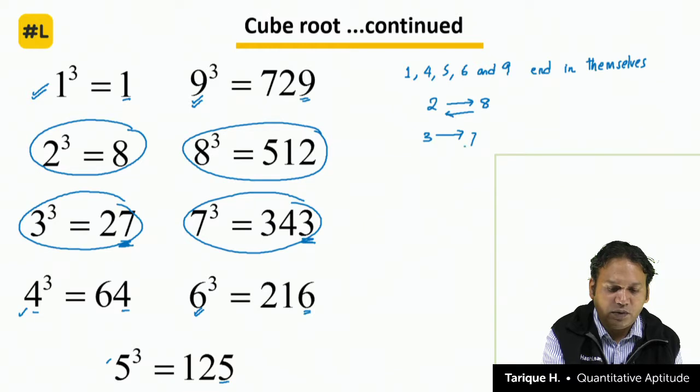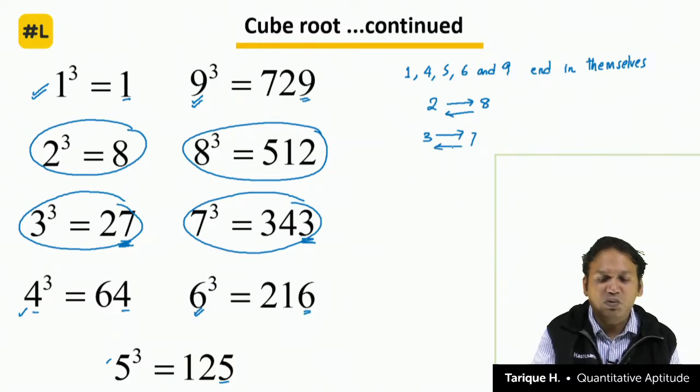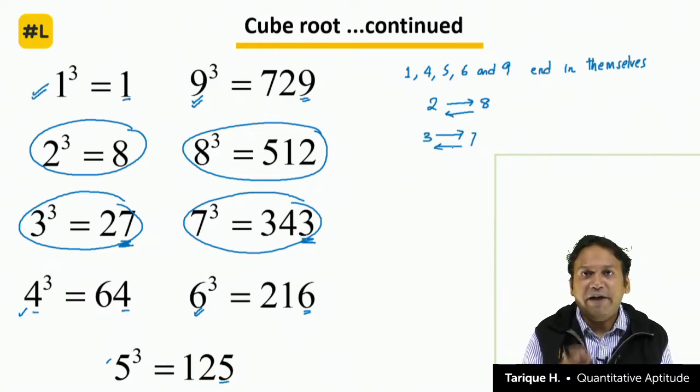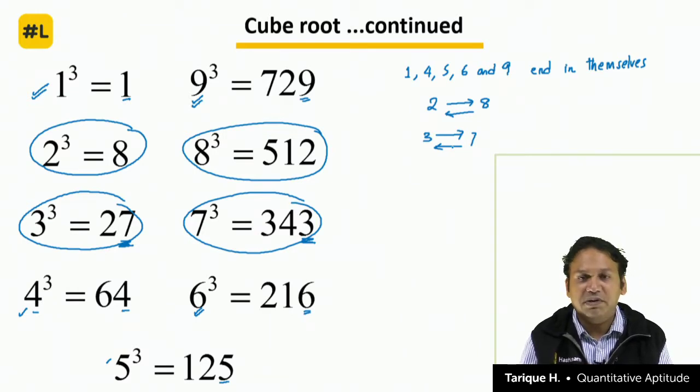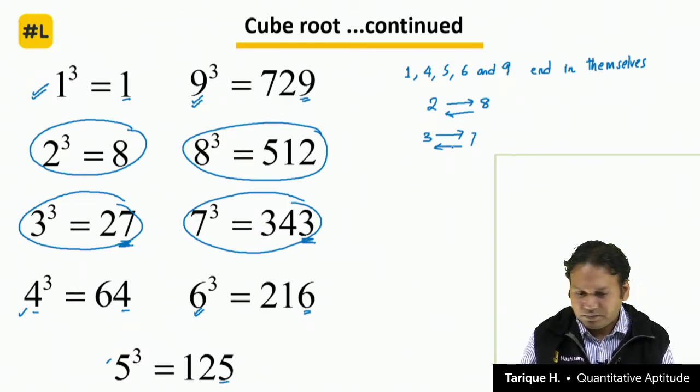That is a quick summary of the rules for cube roots. While finding cube roots, 1, 4, 5, 6 and 9 will end in themselves, 2 will end in 8, 8 will end in 2, 3 in 7 and 7 in 3, right. Now using this we will find out the cube roots of numbers without any difficulty.